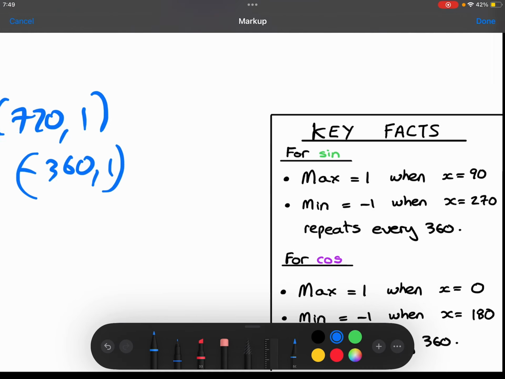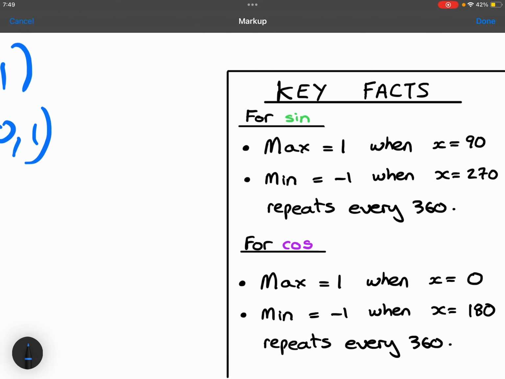So, key facts about the cos graph. It has a maximum of 1 when x is 0. It has a minimum of -1 when x is 180. And again, it repeats every 360 degrees.